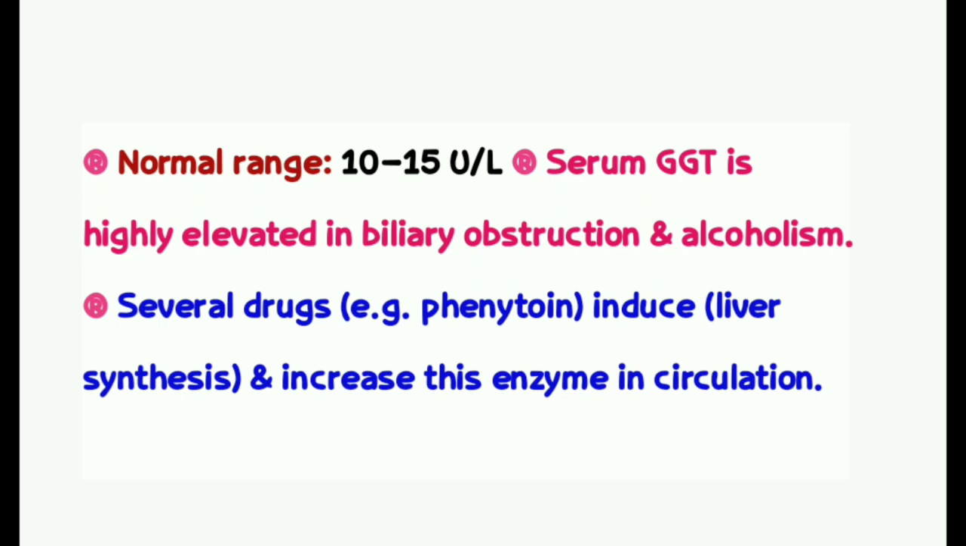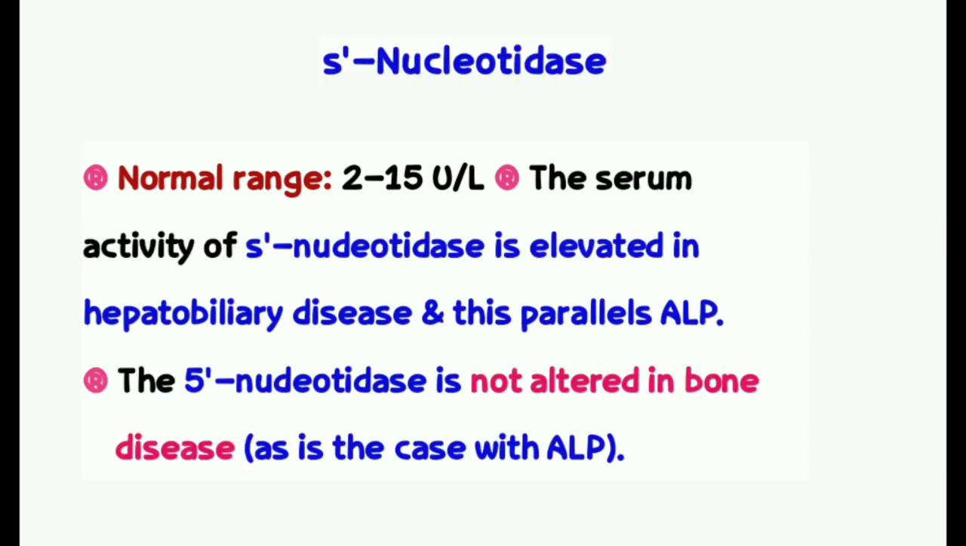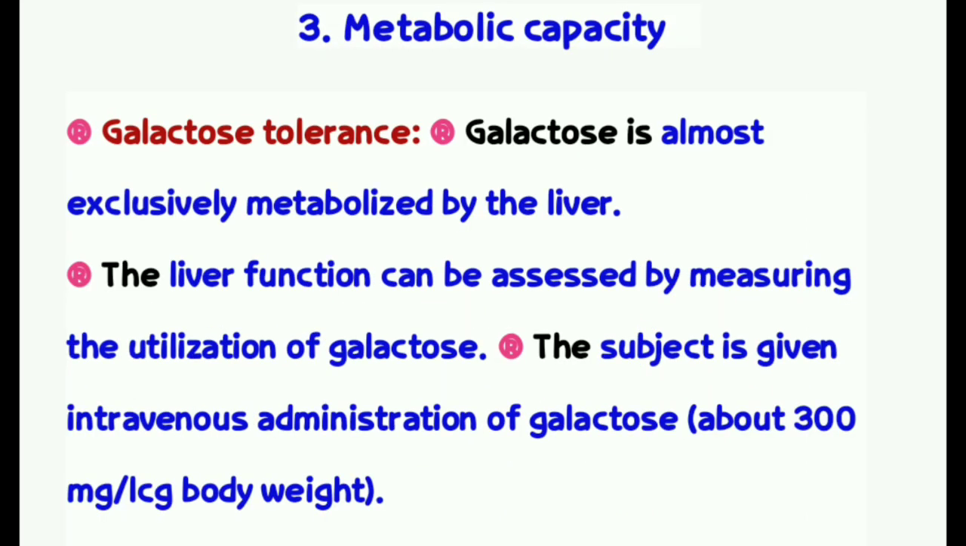Serum GGT is highly elevated in biliary obstruction and alcoholism. There are two types of cells present in the liver: biliary cells and hepatic cells. Several drugs, such as phenytoin, induce liver synthesis and increase this enzyme in circulation. 5' nucleotidase, normal range 2 to 15 units per liter. The serum activity is elevated in hepatobiliary disease, parallel to ALP, and not altered in bone disease.